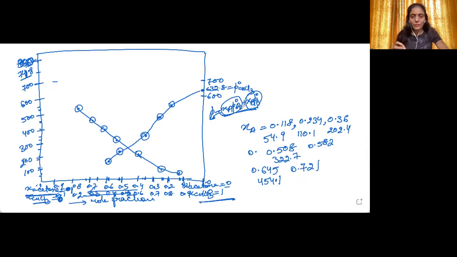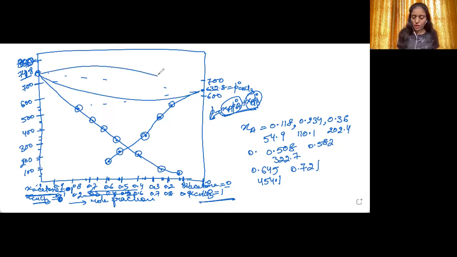You just need to add them, get the total vapor pressure, take the points here and see how the lines are joining together. I can just join this like this because this is the vapor pressure of the pure acetone. From this you just need to see whether it is a straight line, a downward curve or an upward curve. If it is a straight line, ideal behavior. If it is a downward curve like this, it will be a negative deviation. If it is an upward curve like this, it will be a positive deviation. Hope this is clear to you.